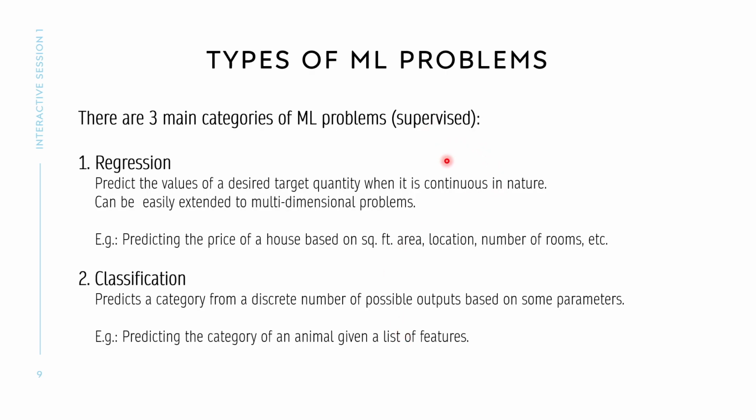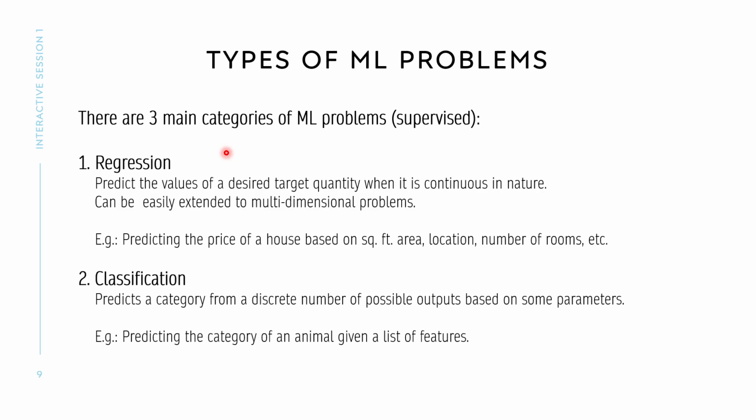Okay. The next concept that I want to discuss is the types of machine learning problems. I will stick to supervised machine learning problems for now. I'll briefly talk about unsupervised learning models after. In supervised learning, there are two main categories, and the third is something called reinforcement learning. The first category is regression. In regression, we want to predict the desired target quantity when it is continuous in nature.